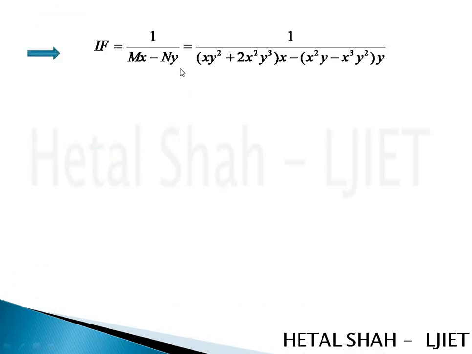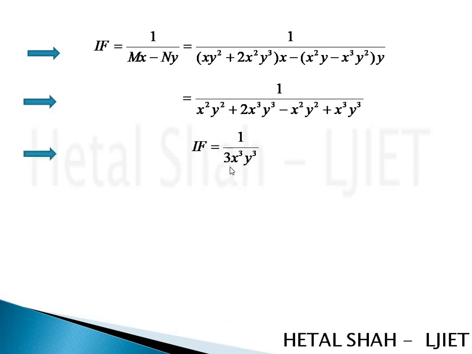For that, the integrating factor is 1 upon Mx minus Ny. Our M is xy square plus 2x square y cube, into x, minus N, which is x square y minus x cube y square, into y. By simplifying, we get x square y square plus 2x cube y cube minus x square y square plus x cube y cube. By simplifying, the final integrating factor is 1 upon 3x cube y cube.